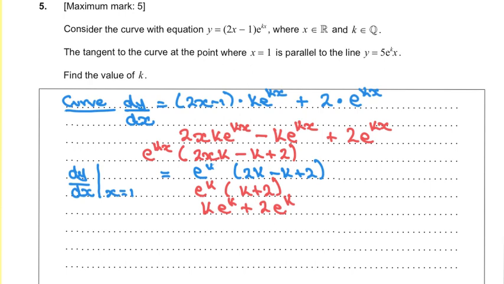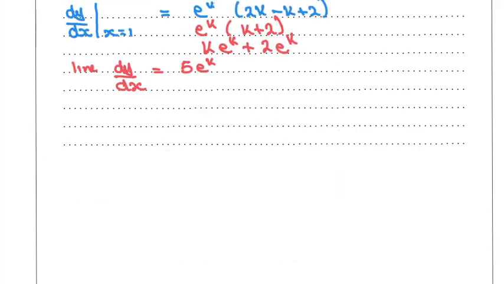If the tangent to the curve at the point x equals 1 is parallel to the line y equals 5e to the k times x, they must have the same gradient. Therefore, we need to find the gradient of the line y equals 5e to the power of k times x. Just differentiate it. For the line, dy over dx is equal to 5e to the power of k.